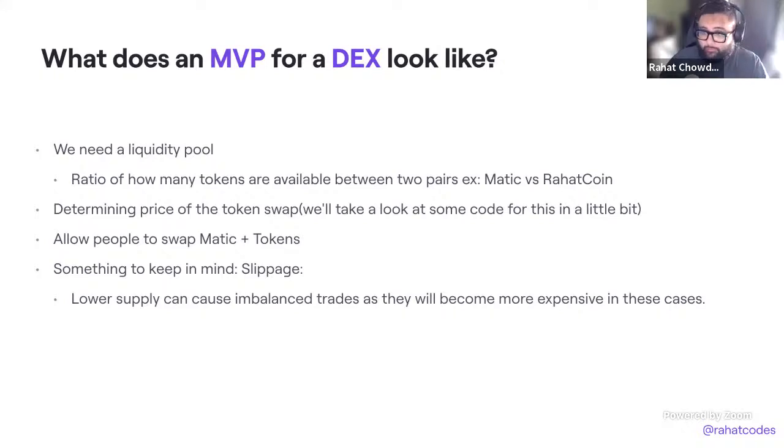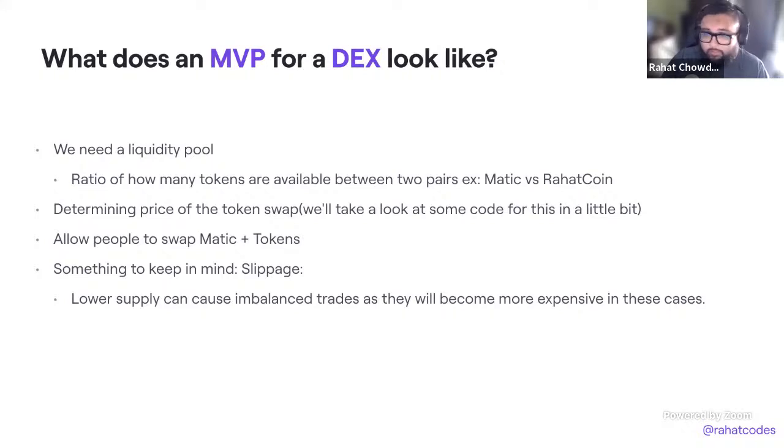And once I put that Matic into that pool, I can then take some amount of Rahat coin that is equal, or sort of equal, to that. I'll cover why it's sort of equal in a bit when we dive into the code, but that'll determine how much Rahat coin I get back. That's part of determining the price of the token swap, which is in the code in just a second. But we want people to actually swap Matic and tokens.